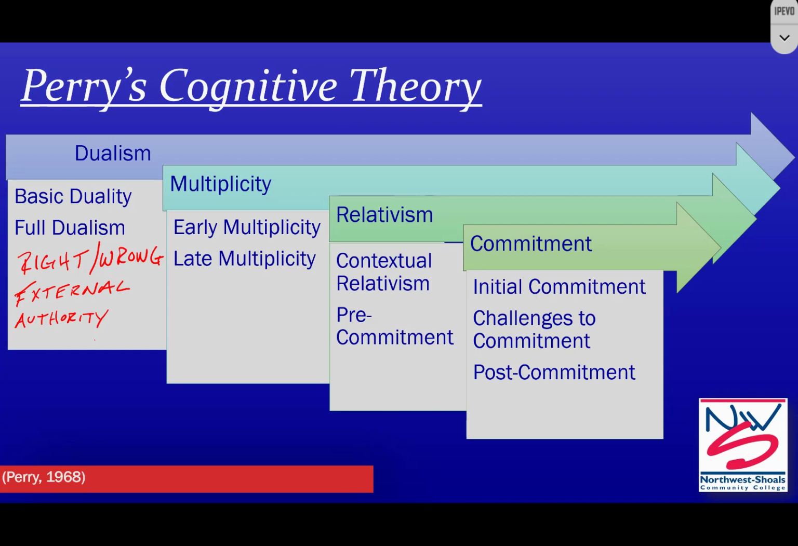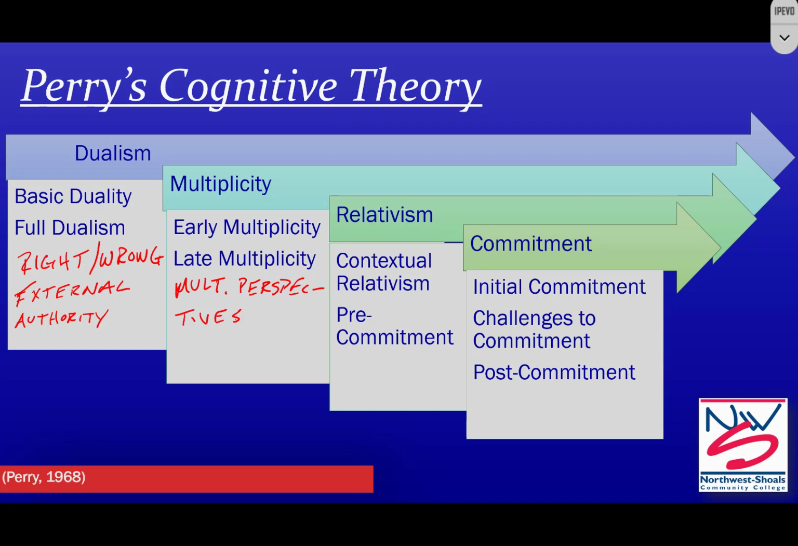So then we progress into this multiplicity stage, where we begin to realize that there is a bit of gray area, and there are multiple perspectives, right? So we have multiple perspectives. And we begin to see that things aren't always necessarily all right or all wrong, and we begin to appreciate the concept of varying opinions, and we begin to appreciate the concept of everyone being entitled to their own opinion.